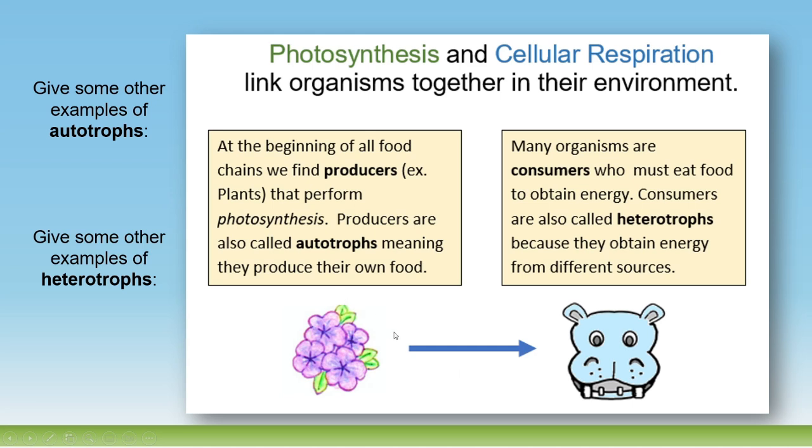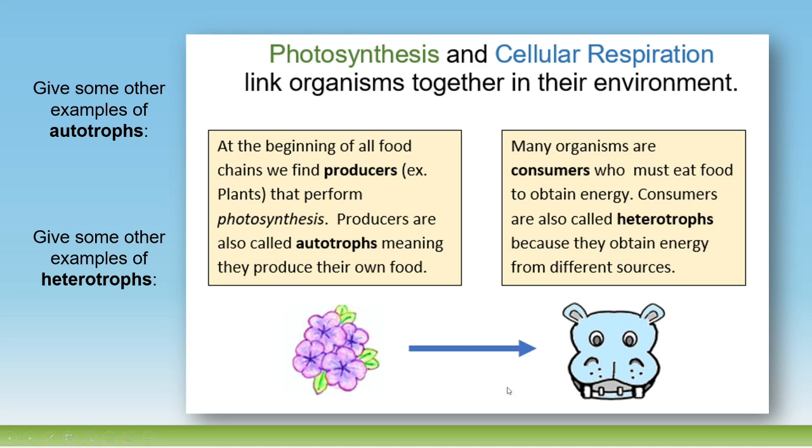So if you follow this arrow over here to our hippo, many organisms are consumers. If you think back to your ecology unit, we have different levels of consumers. But in any case, they must eat food to obtain their energy. Consumers are also called heterotrophs because they obtain their energy through different sources.